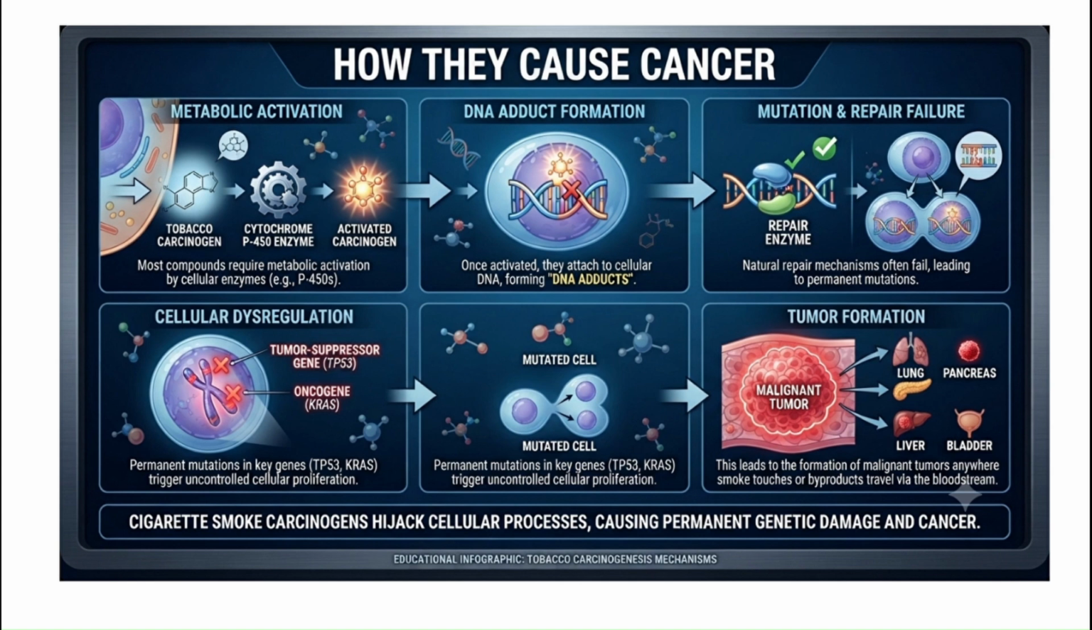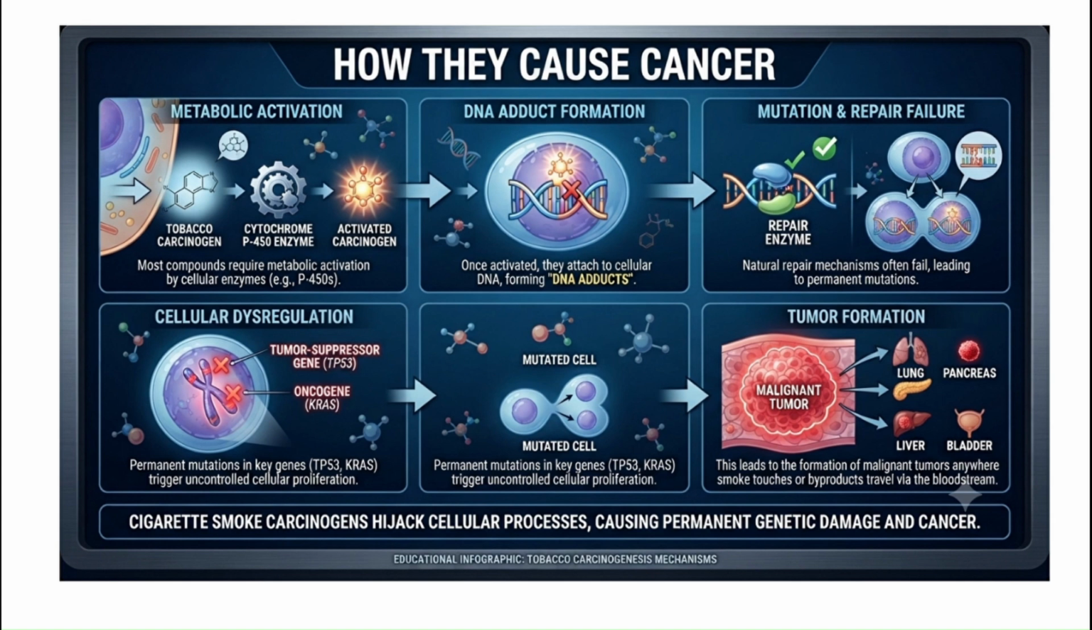3. Repair failure and mutation. While the body has natural DNA repair mechanisms, the sheer volume of damage often overwhelms them. This leads to permanent mutations in vital tumor suppressor genes, like TP53, or oncogenes, like KRAS. 4. Tumor proliferation. These genetic errors trigger uncontrolled cellular proliferation.